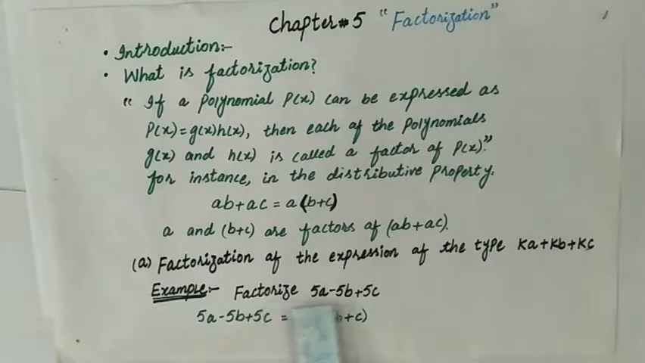Example: factorize 5a minus 5b plus 5c. Here 5 is a common term in this expression. All these terms have 5 common, so we will write this expression as 5, which is common in all these three terms, then the remaining a minus b plus c. 5 into a minus b plus c. This is the final answer.